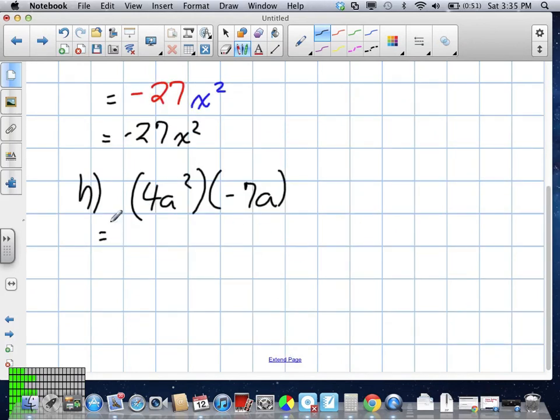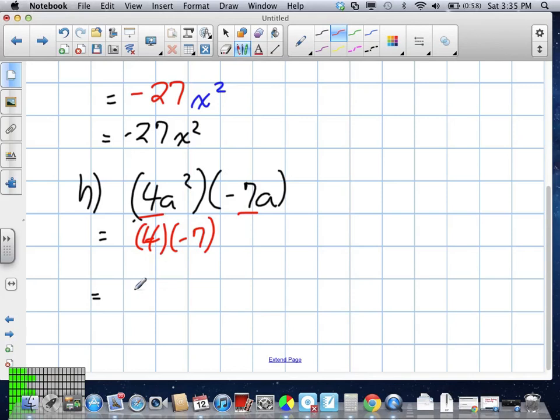Okay, 4 times negative 7. So we do 4. I'm going to write it in red. 4 times negative 7 equals. Okay.